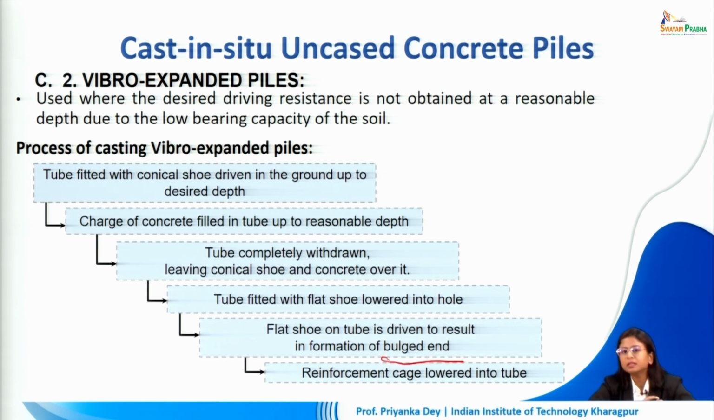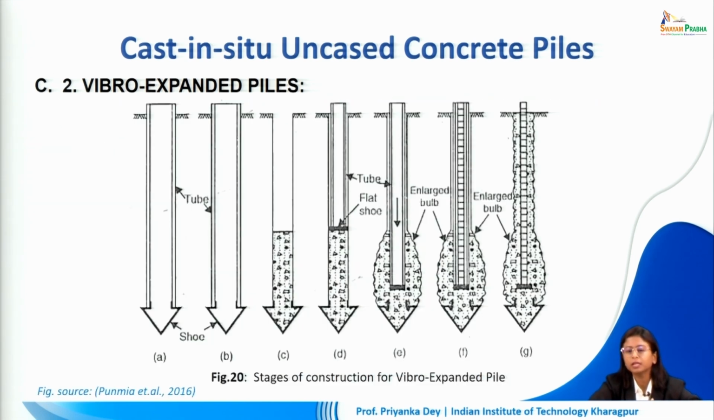And once that is done, the reinforcement cage is lowered into the tube and we can finish constructing the entire pile by filling it up with concrete. So this is that expanded shape that will be formed in the bottom, and we are making this by inserting a flat shoe, as you can see later on, into the tube to create this enlarged bulb.